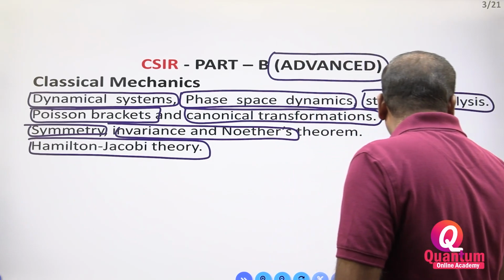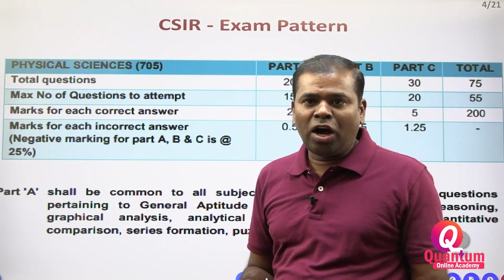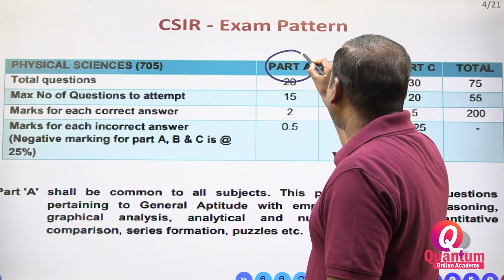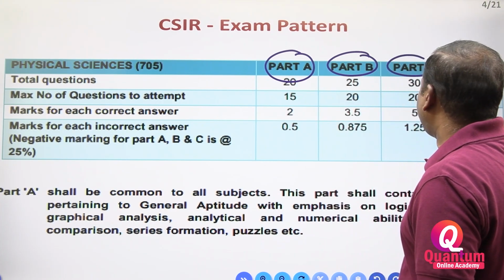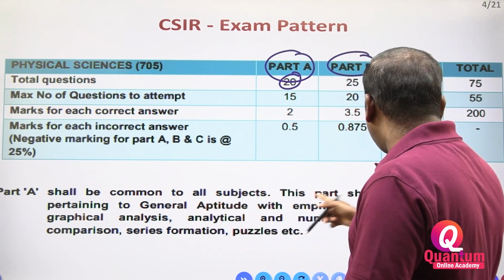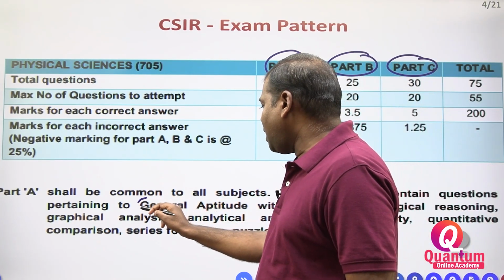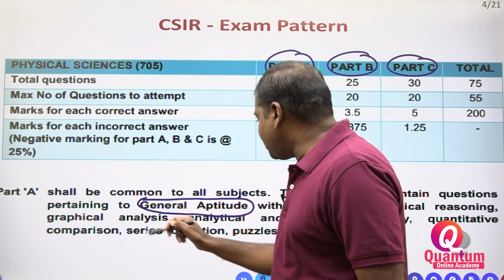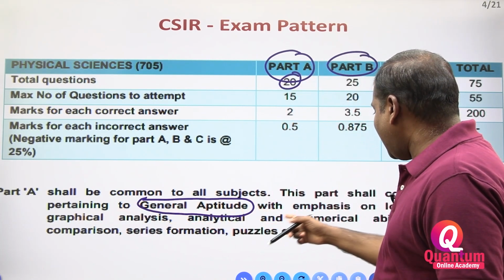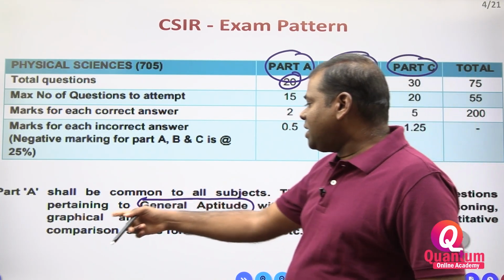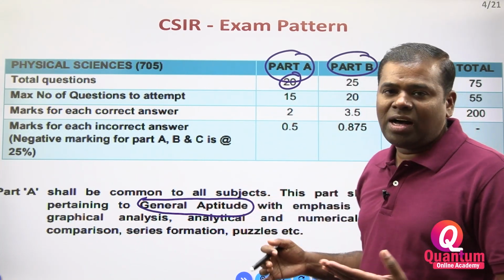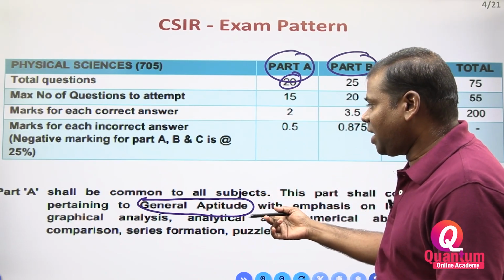How is the exam pattern, the CSIR exam pattern? Already in mathematical methods of physics also I told. Here we have part A, part B, part C. In part A, the maximum number of questions is 20. Those questions belong to general aptitude, with emphasis on logical reasoning, graphical analysis, analytical and numerical ability, quantitative comparison, series formation, puzzles. Like that, they will ask general aptitude questions, right?